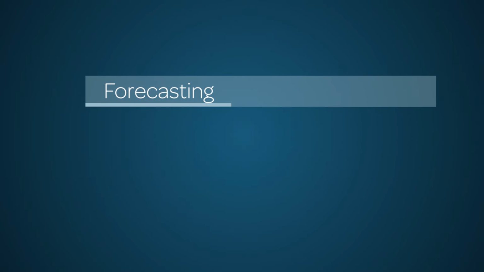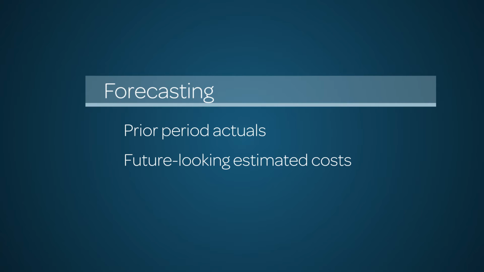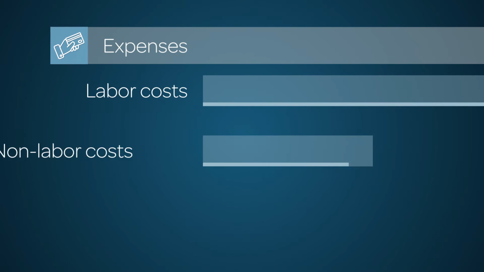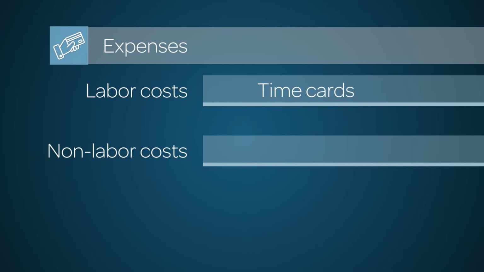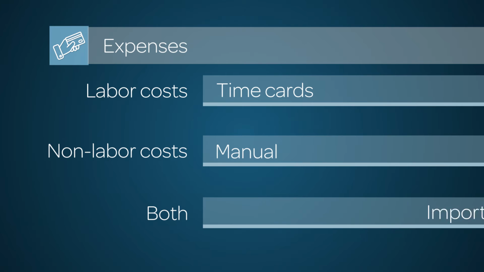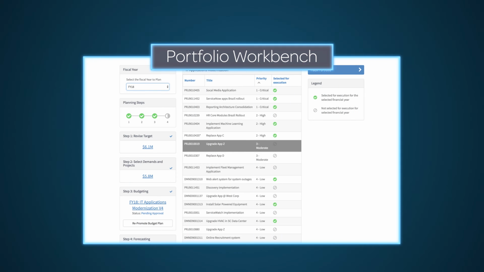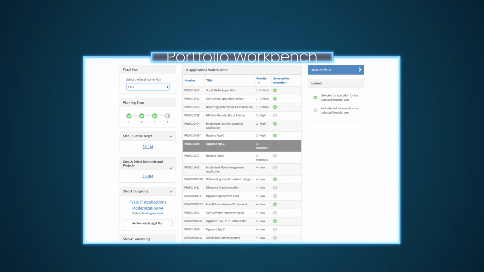A good definition of forecasting is prior period actuals plus future-looking estimated costs. All actuals are captured as expenses, either labor or non-labor. Labor costs are derived from time cards, while non-labor costs are manually entered. Both labor and non-labor costs can also be imported from third-party systems. In addition to making financial decisions for an individual project, you can use the Portfolio Workbench to make decisions for an entire portfolio. Watch the Portfolio Management video for more information.